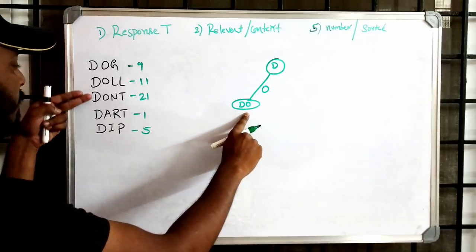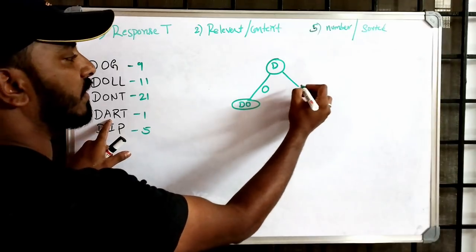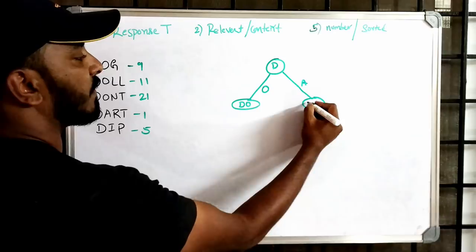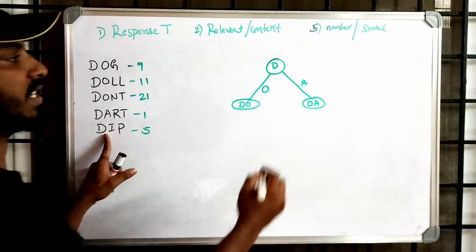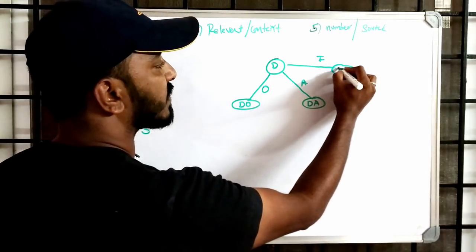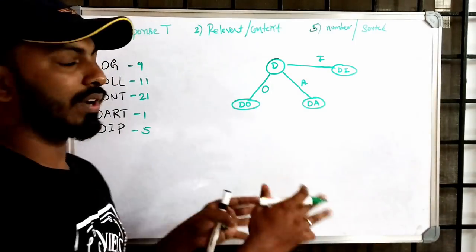So, if you see more of here, there is one more letter, that is A. In here, we find the next prefix is D A. Okay, and one more D I. With the I prefix, we have one more prefix called D I. Okay, so these are prefixes. Every node is a prefix.